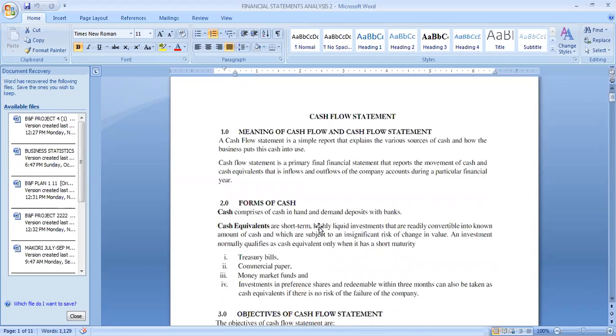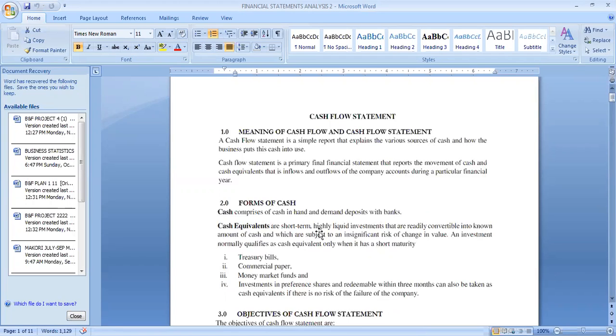Number one, we have the cash. Cash in the cash flow statement simply means the cash in hand, which is the cash that is in the business at any given point, and the cash at bank. That is what we mean by cash in the cash flow statement. Then there is what we call cash equivalent. A cash equivalent is any asset or investment the business has which can easily be converted into cash, any current asset that can be converted to cash almost immediately you need it. That is what we normally refer to as the cash equivalent.